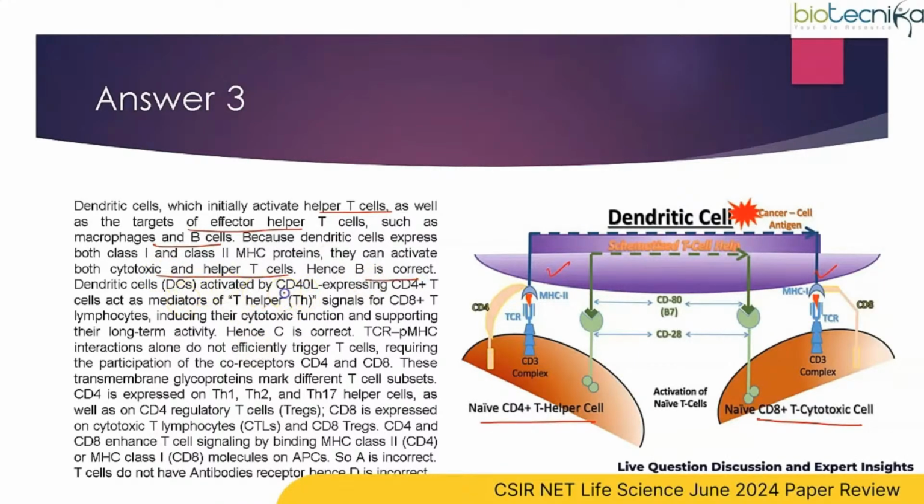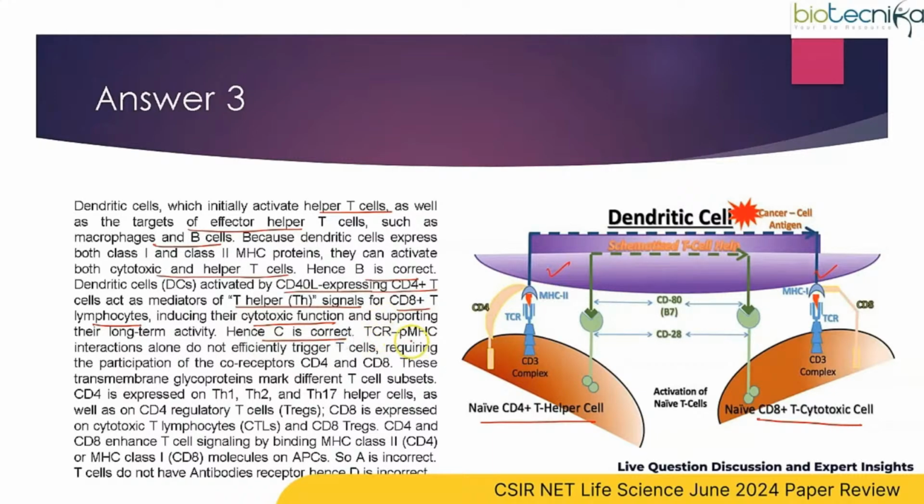Dendritic cells are activated by CD40L expressing CD4 plus T cells that act as mediators of T helper signals for CD8 plus T lymphocytes. So as I said, first they'll get activated, they'll release various cytokines, inducing their cytotoxic function. So further they'll activate the CD8 T cells. So C is also correct.